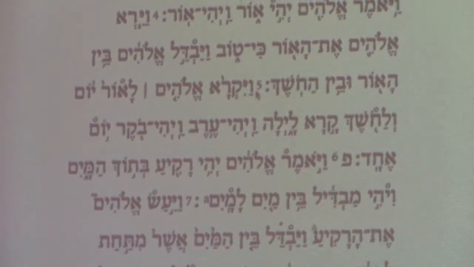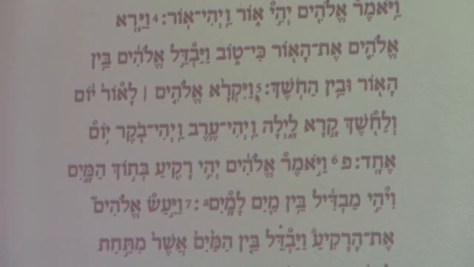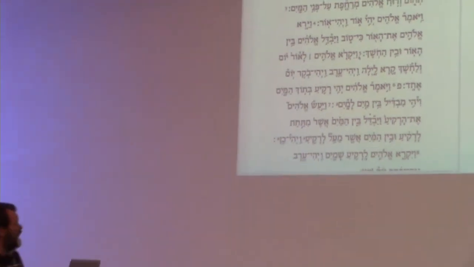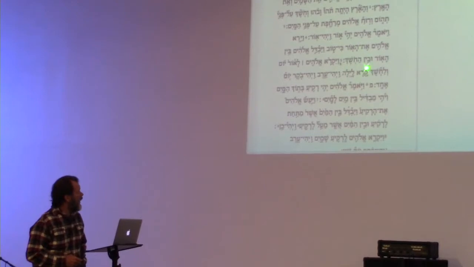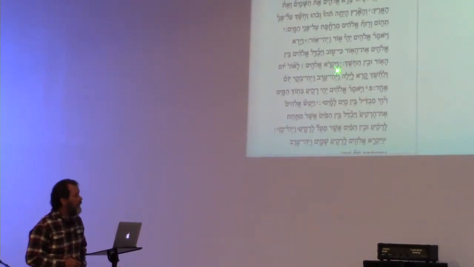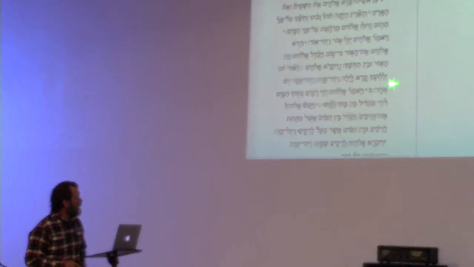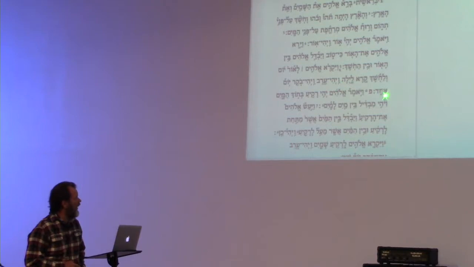Okay? So, we're not going to be Platonic. We're not going to be Philonic. We're not going to be Philoites. Okay? But we're going to actually look at what's there. Okay? Vayekra Elohim la'or yom v'lachoshek kara layla vayehi erev vayevoker yom echad.